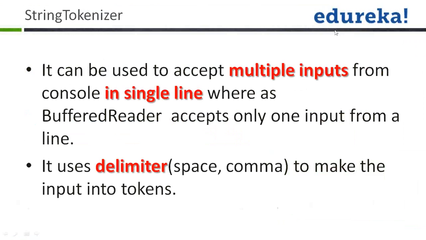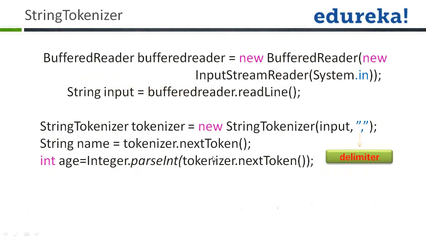Now we come to StringTokenizer. Okay, it can be used to accept multiple inputs from the console in a single line, whereas BufferedReader accepts only one input from a line. As soon as you input one thing, it will take that as an input. But if you want to put multiple inputs on one line itself, for that you can use StringTokenizer. It uses a delimiter. A delimiter would be a comma or any other symbol that you want to use. So it uses a delimiter such as space or comma to break the input into tokens. You'll understand it when you see the example.